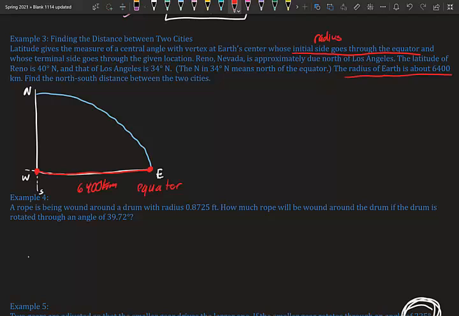Okay, so it says Reno is 40 degrees north, and LA is 34 degrees north. So that means Reno is more north than LA. So if we drew the land, right, I'll try to. Kind of looks like this. Good enough for me. That's the land. Alright, so it tells me Reno is 40 degrees north. So Reno is more north than LA, because it's 40 degrees north and LA is 34 degrees north. So it's more north of LA.